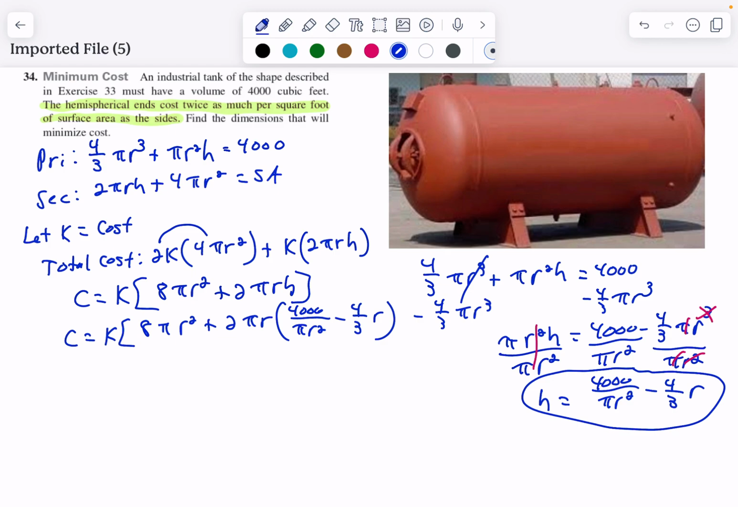All right. Now you're going to want to distribute that 2 pi r, take the derivative. Once you start taking the derivative, you're going to have dC/dr, and go from there. Take the derivative, set it equal to 0. Once you get r, plug it into the second derivative and determine if it's concave up or concave down. Remember, you just want to know if it's positive or negative.